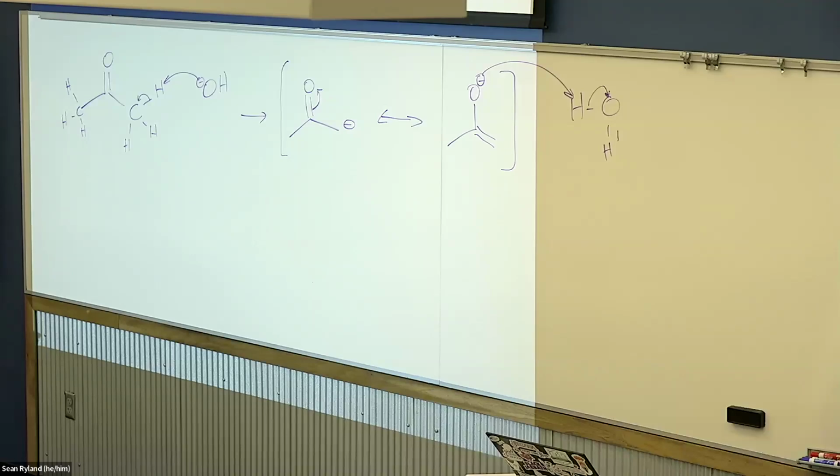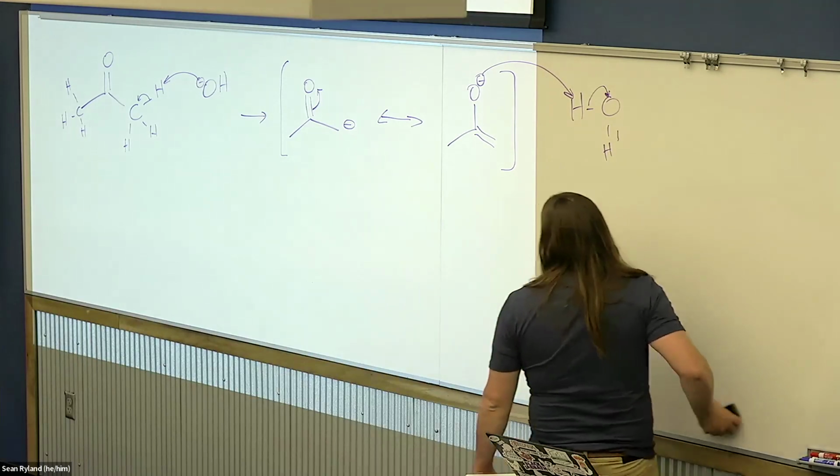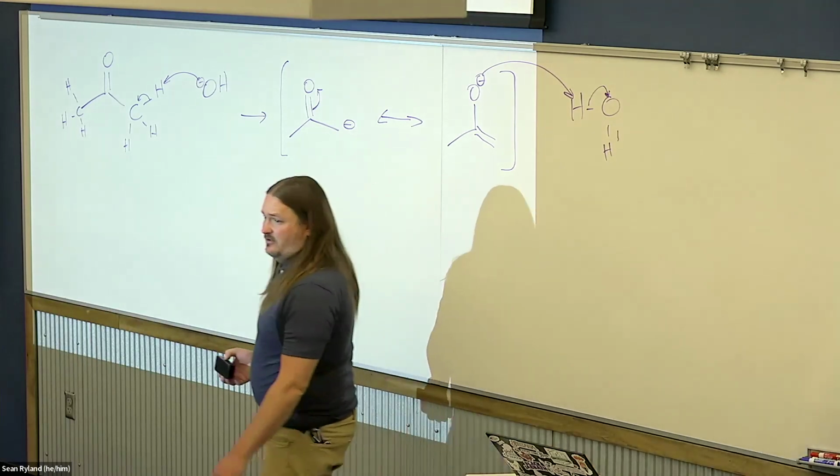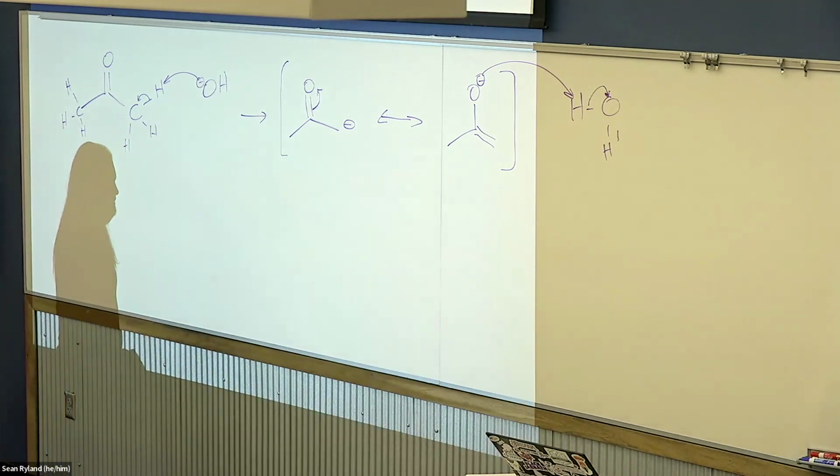So really it's the same two steps, just in opposite order. And the other significant difference is that your resonance structures have opposite charges. A resonance structure when it's acid catalyzed has a positive charge, and a resonance structure when it's base catalyzed has a negative charge.